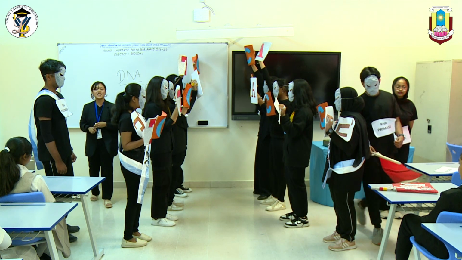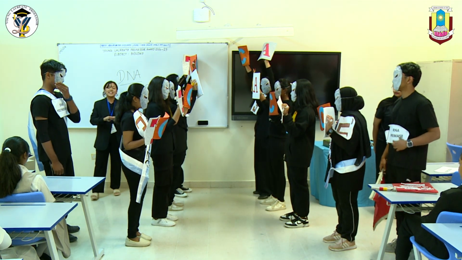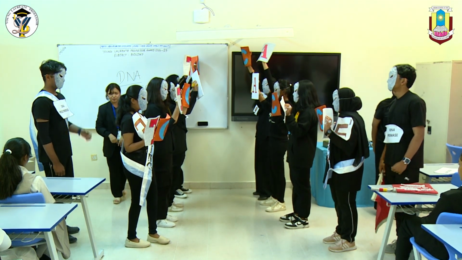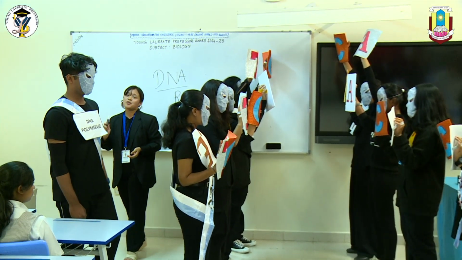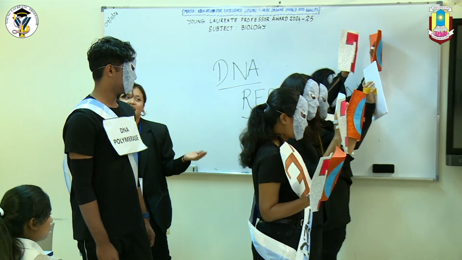Next, the third step is elongation. In this, our DNA polymerase adds nucleotides to the 3' end of the RNA primer, extending the new strand of DNA.